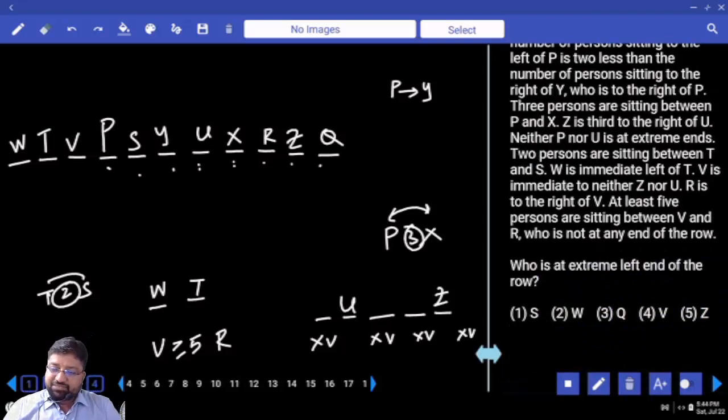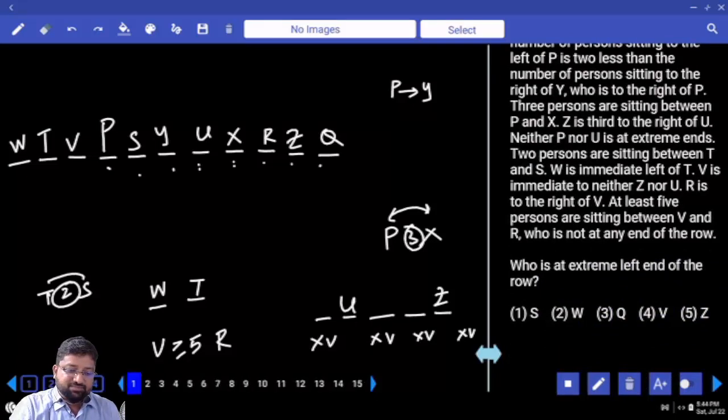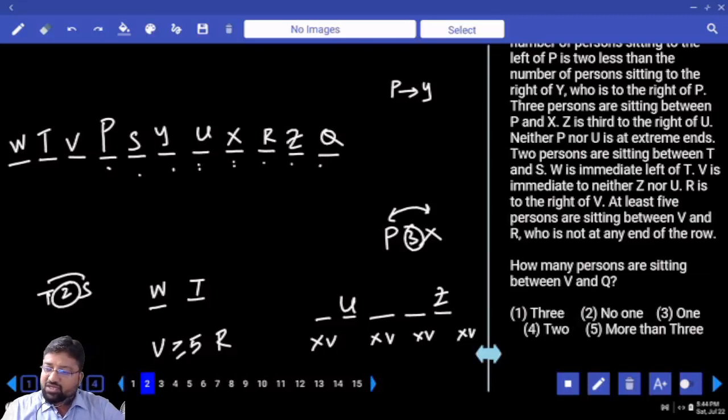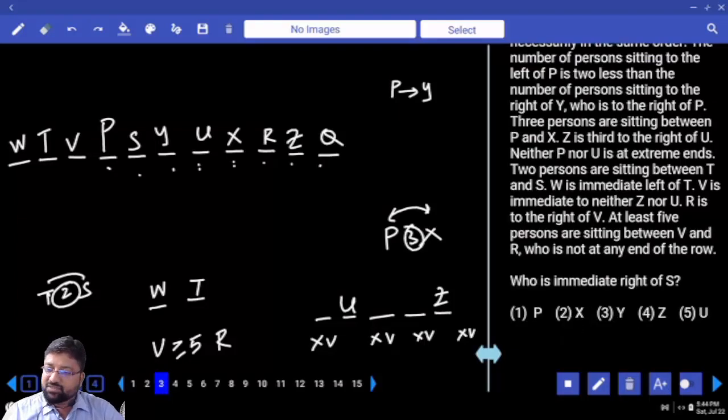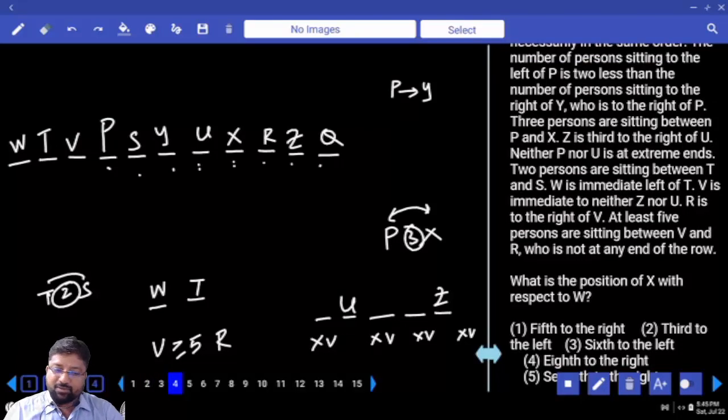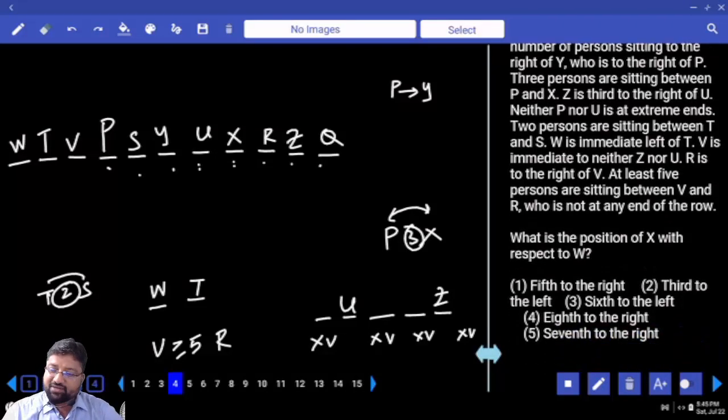Who sits at the extreme left end of the row? W. How many persons are sitting between V and Q? 1, 2, 3, 4, 5, 6, 7. More than? Who is to the immediate right of S? Y. What is the position of X with respect to W? With respect to W, 1, 2, 3, 4, 5, 6, 7, 7th to the right, option number 5.